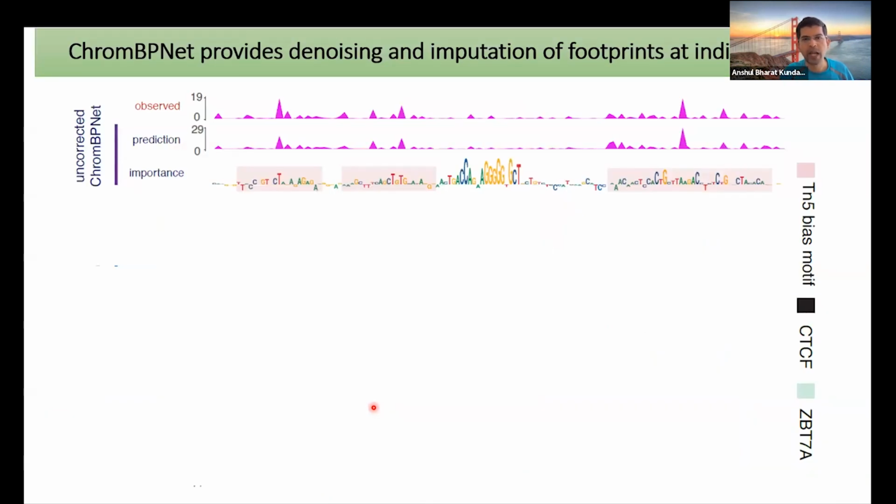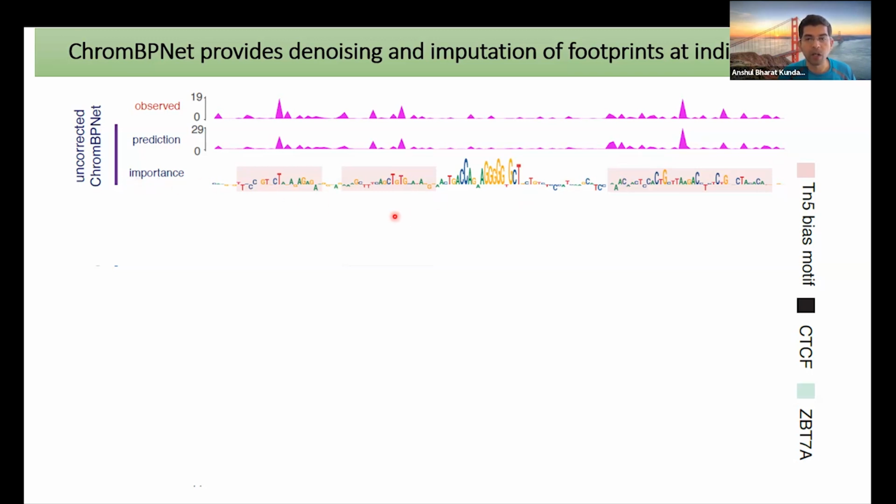So let me show you what actually happens. All right. So this is the observed data at some region in the genome. This is the predicted data from the model if you do not do any bias correction. You can see it actually looks incredibly accurate at single base pair resolution. All the spikes, all the valleys, everything looks great. So you might be really happy and be done with it.